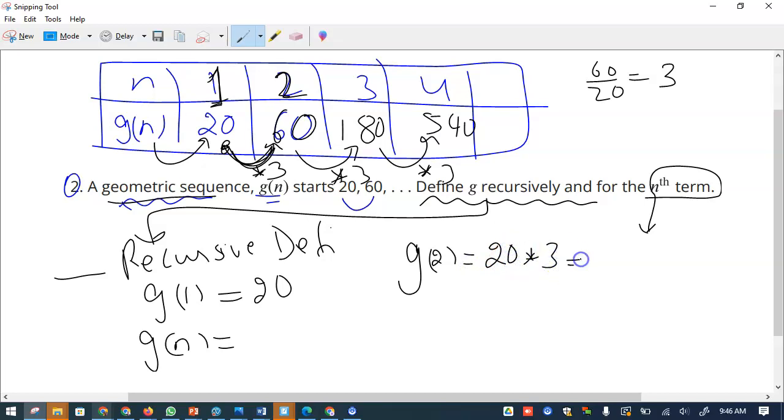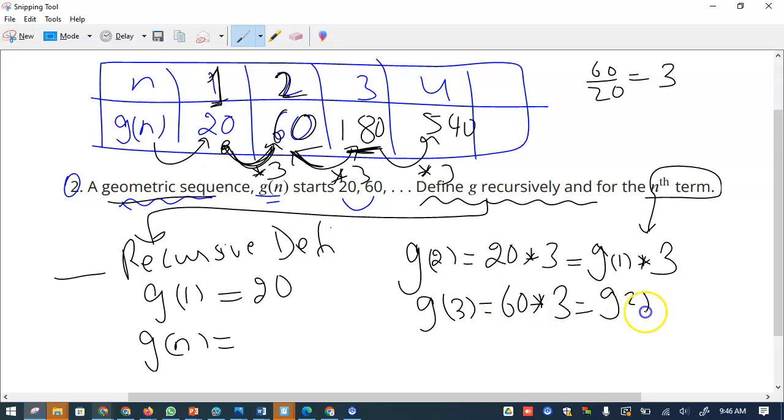That means it is g of 1 multiplied by 3. See? If I want to know what is g of 3, the third step, so the third step is this one. How did you get 180? The previous one was 60, so it is 60 times 3. That means it is g of 2 times 3. So the focus is from here to here.